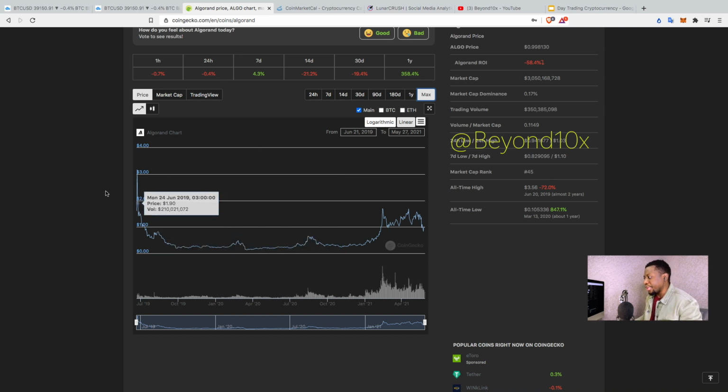So when it comes to trading, you can obviously short the market or long the market. Longing the market is pretty much buying a particular asset. Shorting the market is selling a particular asset.